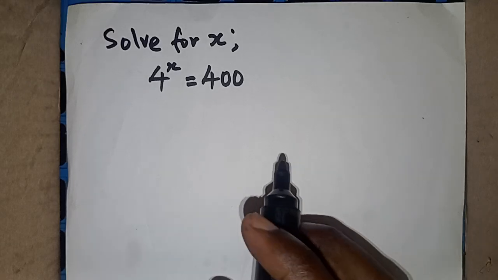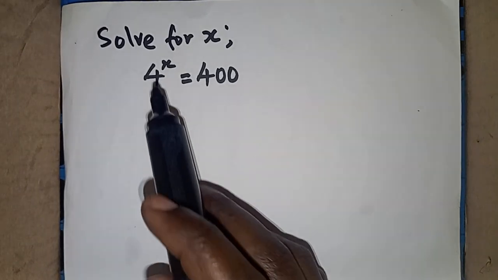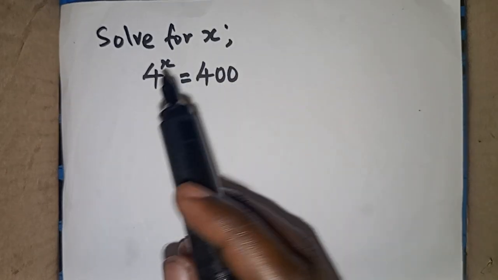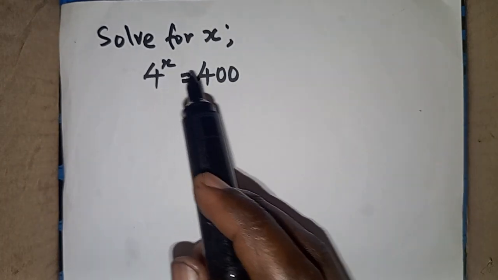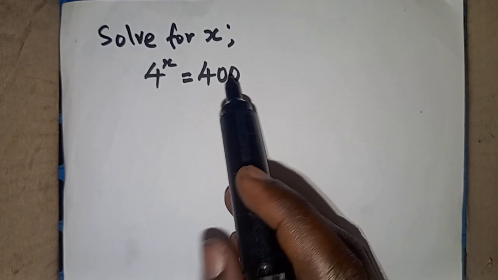Welcome to another video. So guys, we have to solve for the value of x in 4 to the x should be equals to 400.